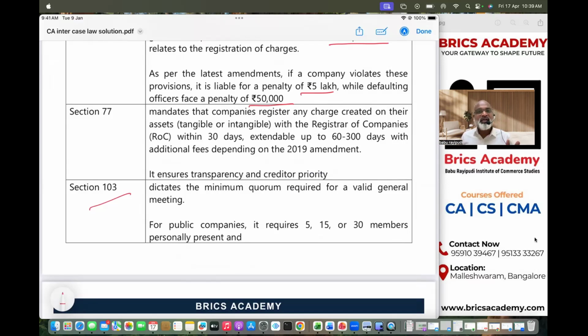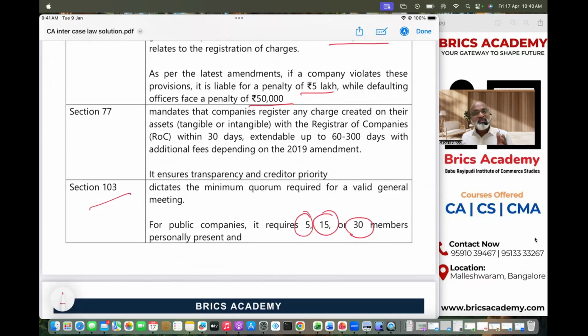Section 103 says quorum, right? What is the quorum? If it is a private company, two members in person. So that means proxy is not counted. If it is a public company, up to 1,000 shareholders, five. Up to 5,000 shareholders, 15 members in person is a quorum. More than 5,000 shareholders in a public company, 30 members in person is a quorum.